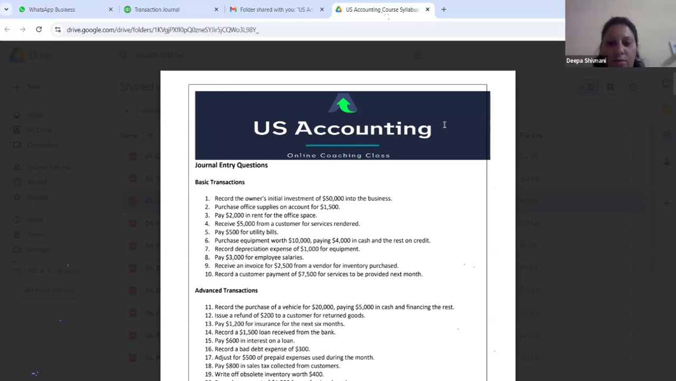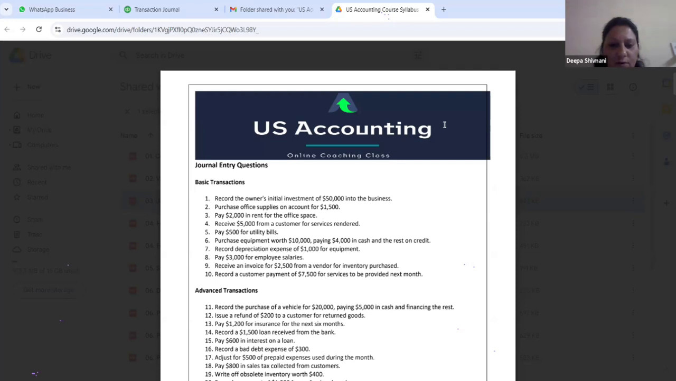So we are not going to record the remaining 6,000 amount transaction because that is already recorded. When you record the bill of 10,000 and you have made payment of 4,000, 6,000 will show under accounts payable automatically. Now let's go with the next transaction.